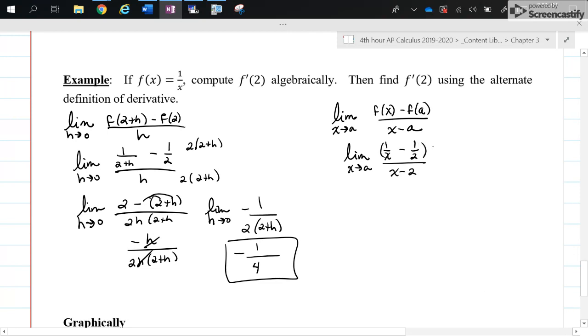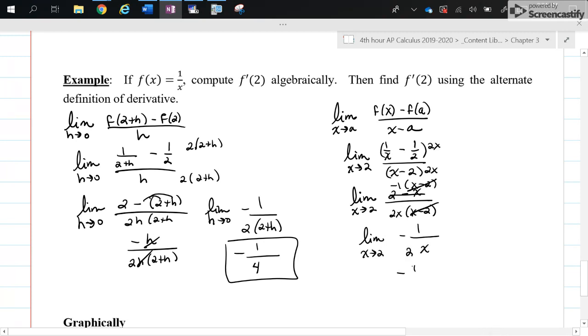So once again, I have a complex fraction. So I'm just going to multiply everything by 2x. So I get the limit as x approaches 2. Let me change that to 2. Of 2 minus x over 2x times x minus 2. So what I notice is I can factor out a negative 1 here and reduce. So I get the limit as x approaches 2 of negative 1 over 2 times x. And so as x approaches 2, negative 1 over 2 times 2 is negative 1/4. So we get the same thing.